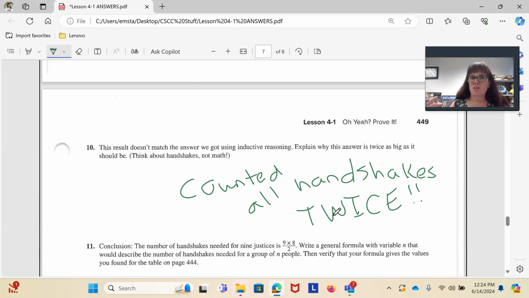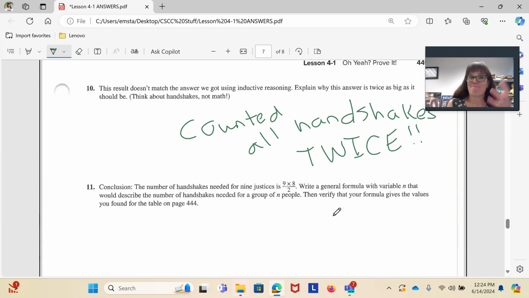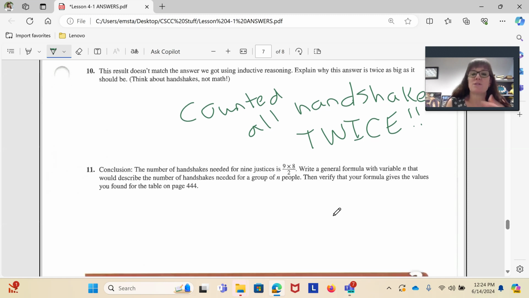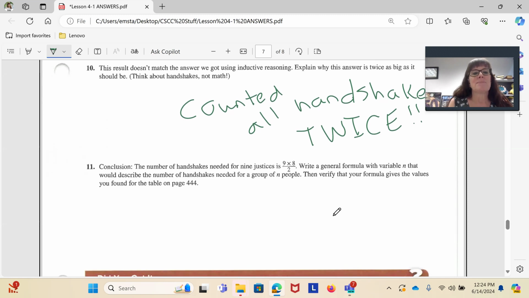So what do you think we can do to compensate for the fact that we counted them all twice? Well, at number 11, they tell me, just divide by 2. So the number of handshakes needed for 9 justices is 9 times 8 divided by 2. They want us to write a general formula with a variable n that we could use to describe the handshakes. And then we're going to actually do an example. We're going to just plug these numbers in and make sure they work.